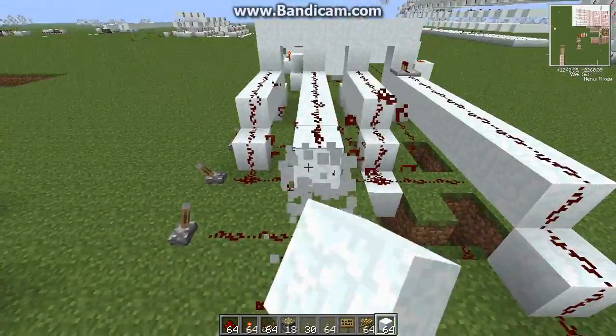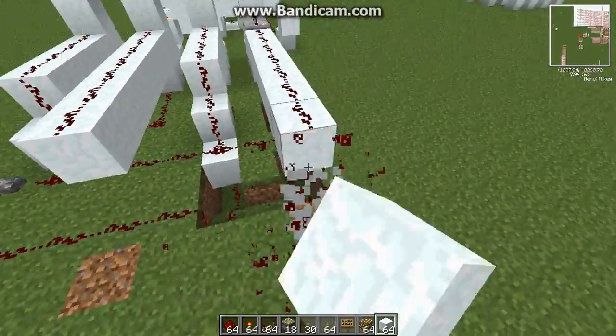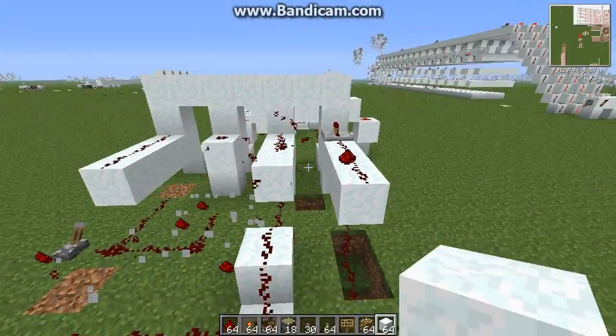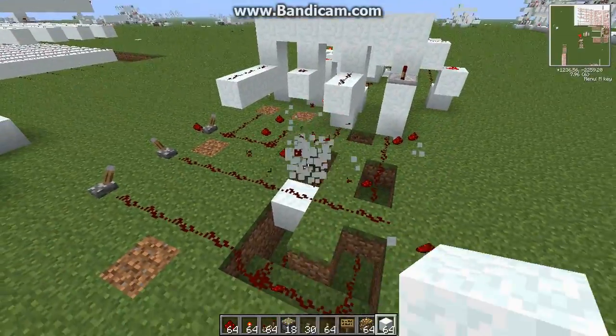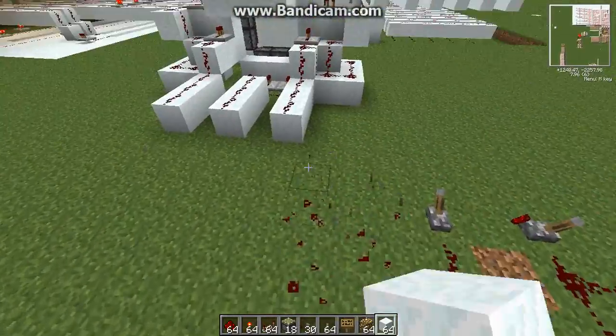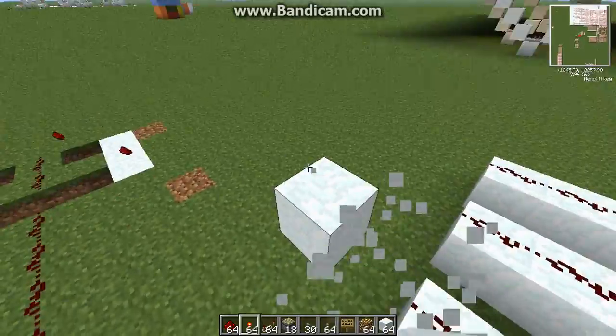This thing is useless and needs to get out of my way. Go away, stupid piece of redstone. That's the one thing I don't like about redstone devices. They're stupidly hard to destroy. Okay, that should get him out of the way.